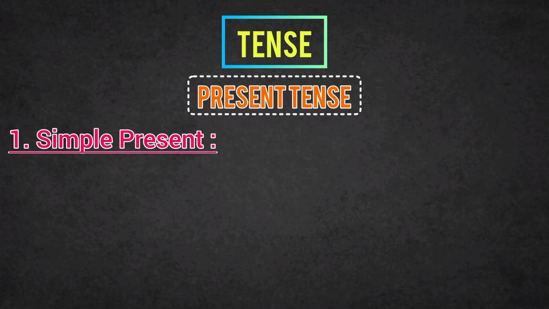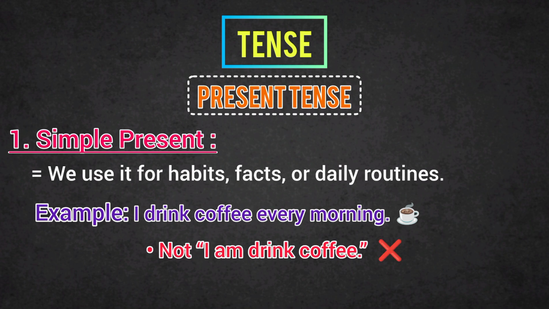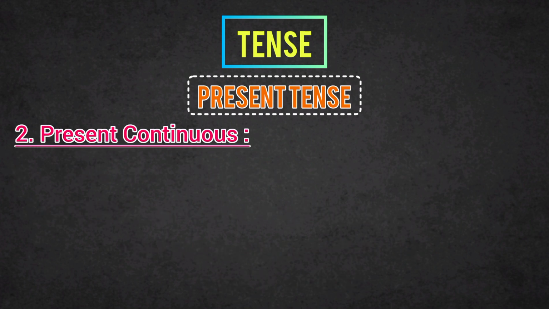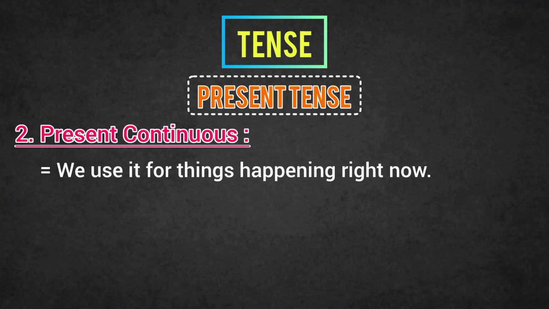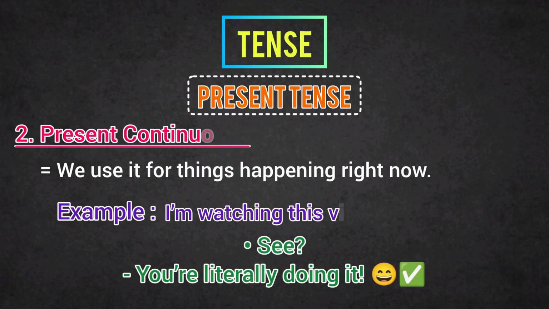Number 1, simple present. We use it for habits, facts, or daily routines. Example, I drink coffee every morning, not I am drink coffee, just I drink. Number 2, present continuous. We use it for things happening right now. Example, I'm watching this video. See, you're literally doing it.